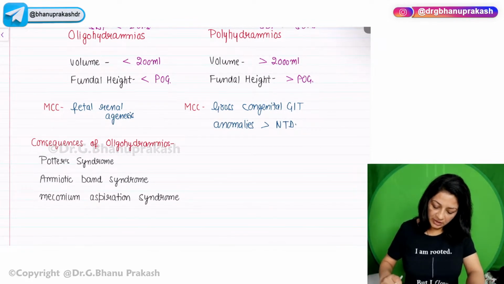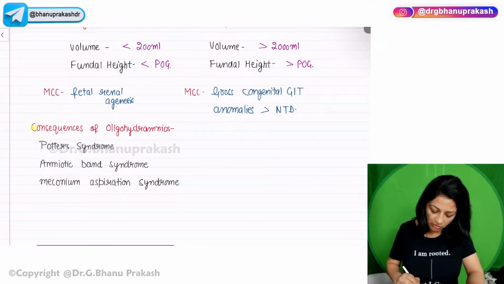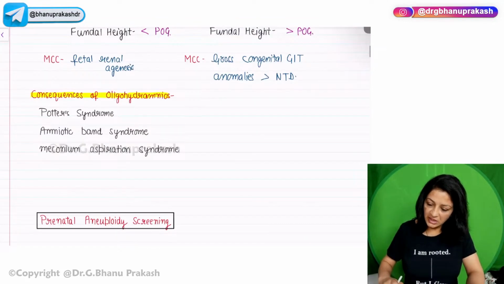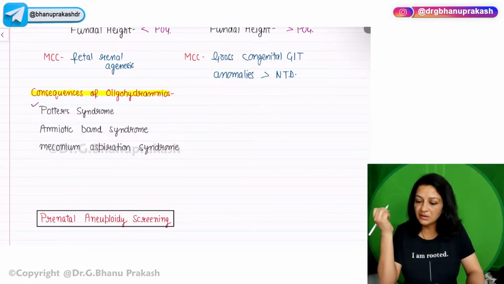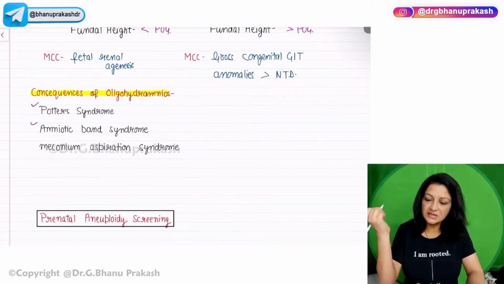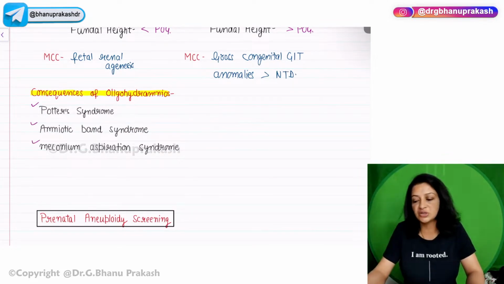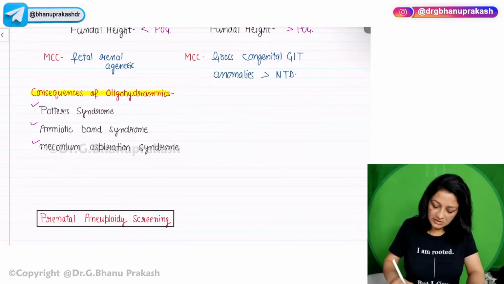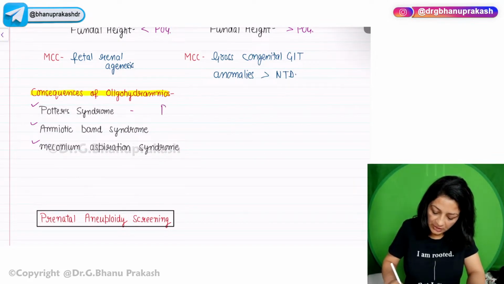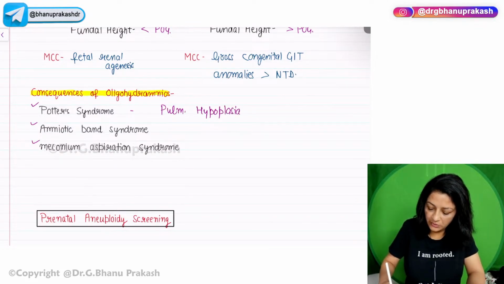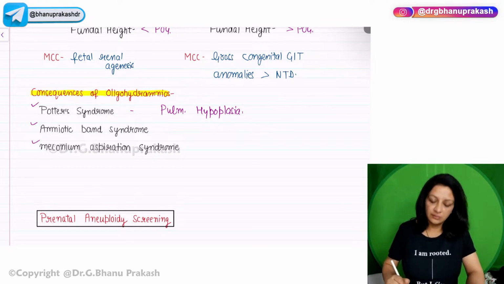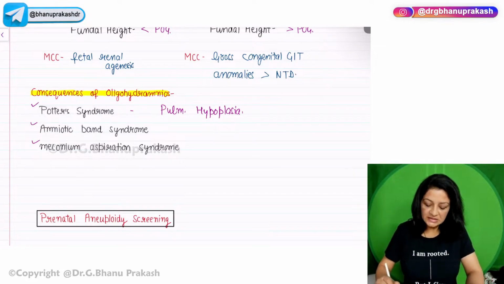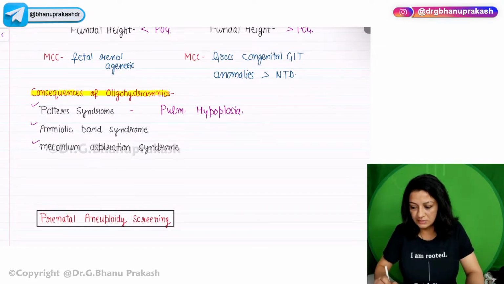So one important point, what are the consequences of oligohydramnios? So इस पे कई बार क्वेश्चन आया है. Okay, so Potter syndrome. Please remember the name of the syndromes: amniotic band syndrome and meconium aspiration syndrome. So Potter syndrome में क्या होगा? Pulmonary hypoplasia. Pulmonary hypoplasia, amniotic band syndrome, and the third one is meconium aspiration syndrome. These are the consequences of oligohydramnios.